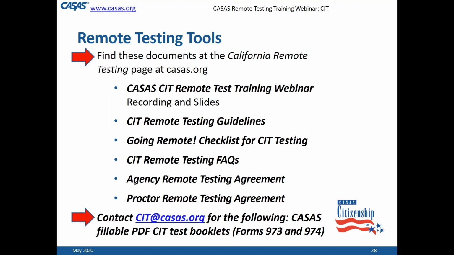The print test booklets can be ordered by your agency as usual on the CASAS website. If you want to use the PDF test booklets, please email your request to sit@casas.org. Remember that all test booklets must be kept secure, so that is why the fillable PDF forms can't be posted on the California Remote Testing site. Once you receive the print booklets from your agency or the PDF testing booklets, you must keep them secure at your remote location until your agency can secure them in a locked cabinet or in a secure digital format.